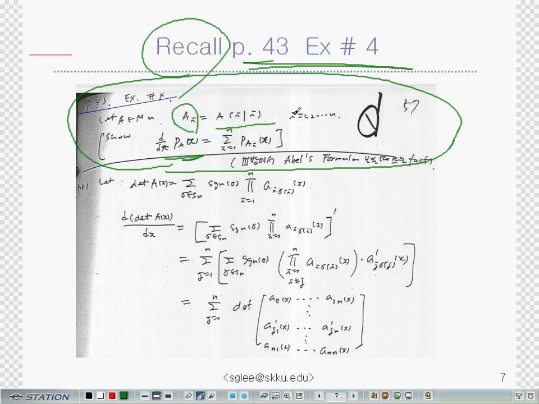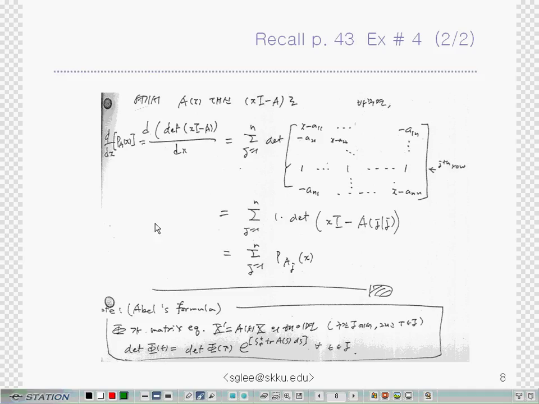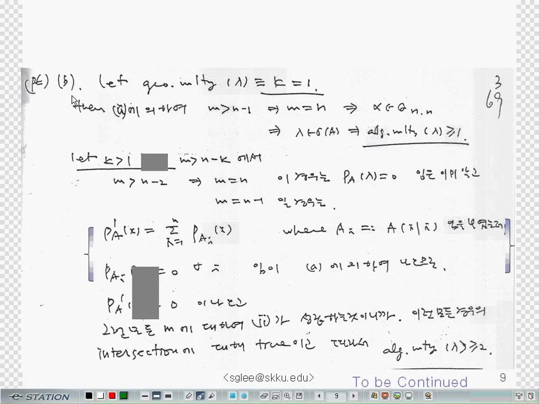Suppose A_i is just an n minus 1 by n minus 1 submatrix. Then the derivative of the characteristic polynomial of A is a summation of the characteristic polynomials of these n minus 1 by n minus 1 submatrices. We will use this for the proof. Okay, yeah, we have shown that this way. And we will use that fact in the proof of part B.